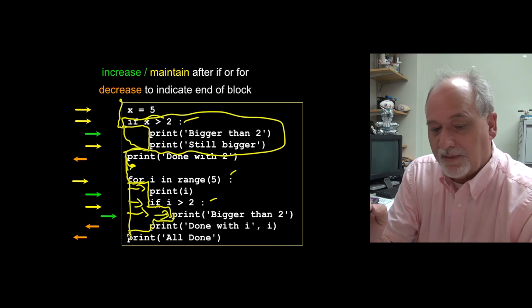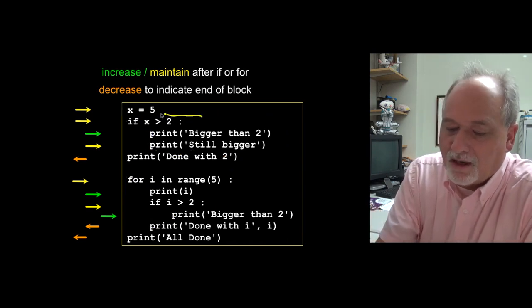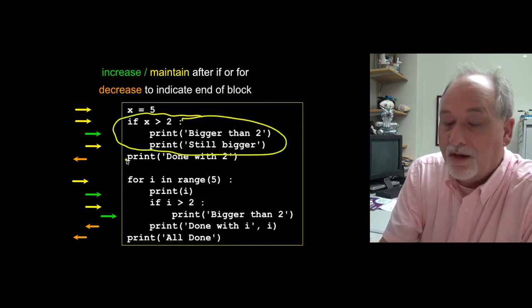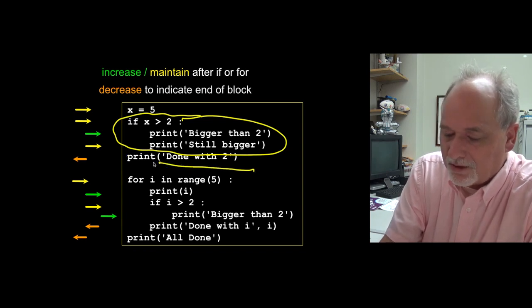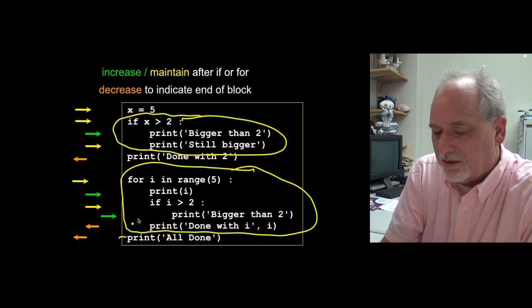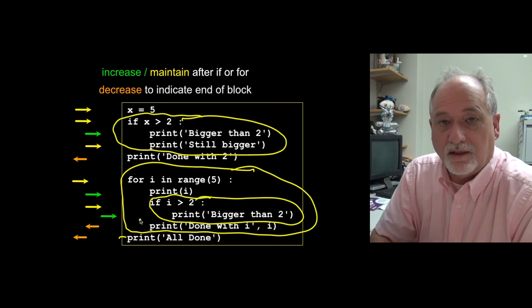So if you start thinking about this, you want to start thinking that these blocks are the start of the block with the colon, up to but not including this line that's been de-indented. So the for goes this far, right? The for goes up to but not including the line that's de-indented. The if goes up to but not including the line that's de-indented.